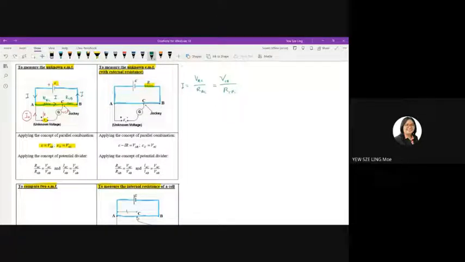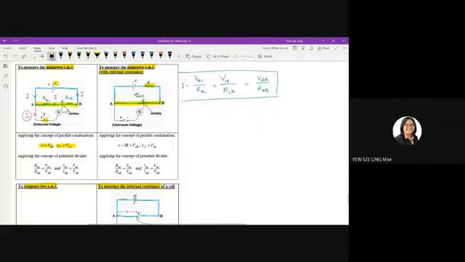Now, if you don't want to treat it as two separate resistors, you can treat this whole AB as one resistor. The whole potentiometer as one resistor known as RAB. Meaning that it can also be equal to VAB over RAB. So this is the key idea in solving potentiometer questions.